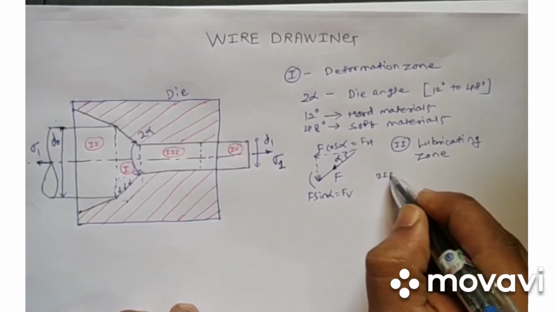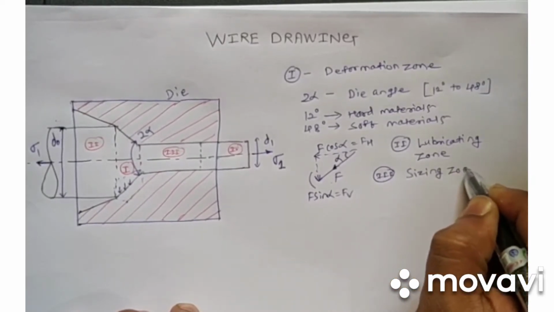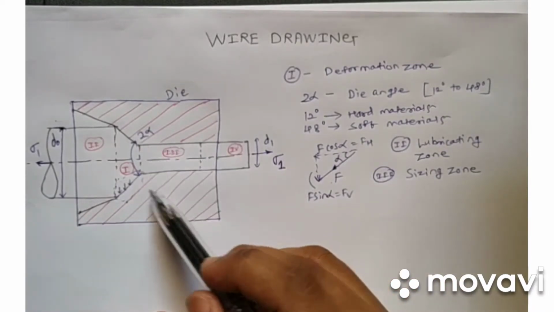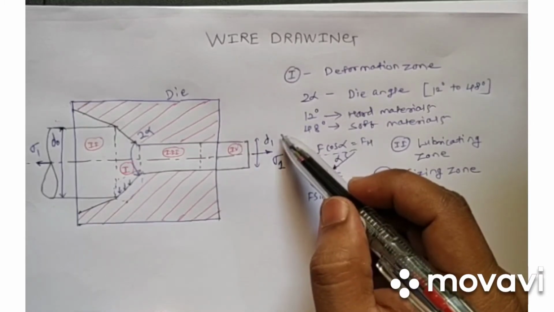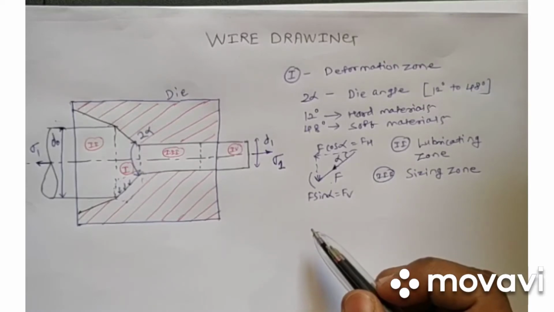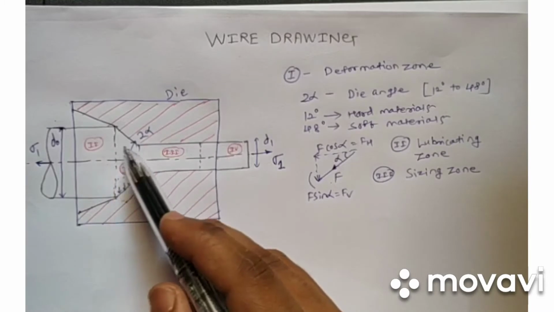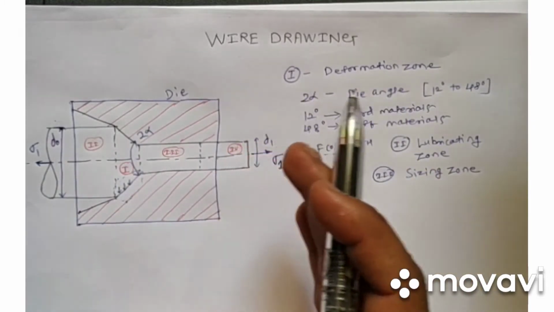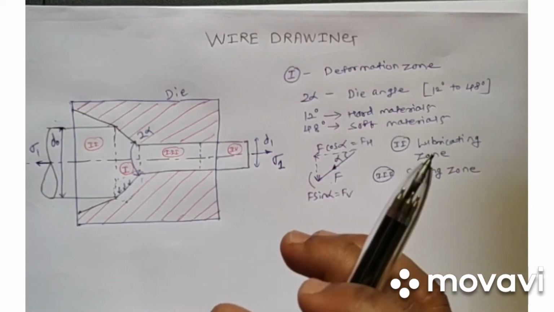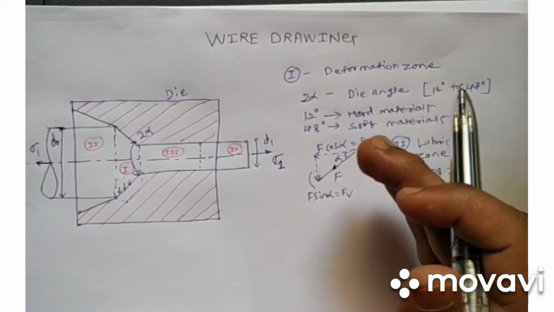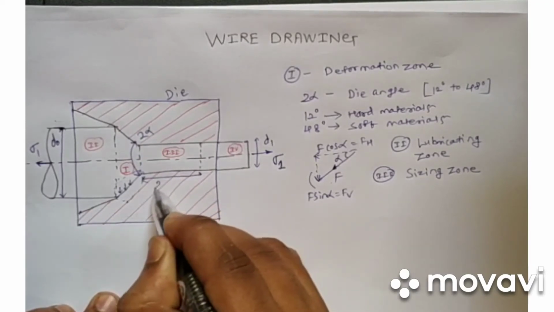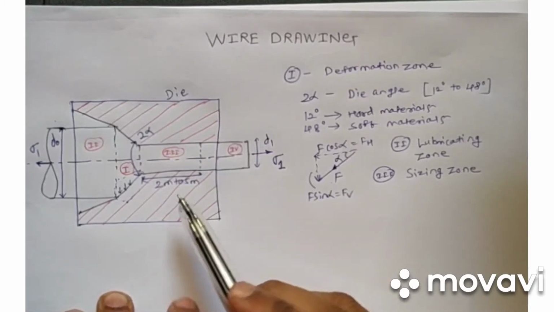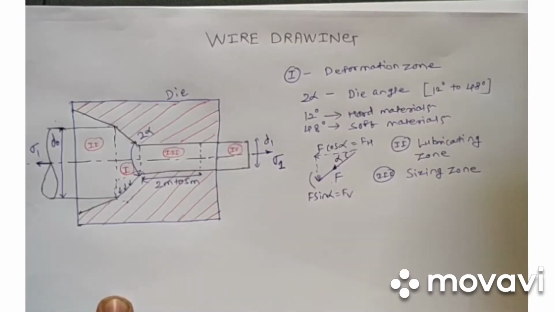Now the third zone is called the sizing zone. This is an important zone, because in this zone the rod of diameter d0 gets converted into the rod of diameter d1, but the requirement is that this cross section should be uniform. So that is very important. The cross section should not vary. When this material goes into the plastic zone, there is some elastic recovery also. So in order to allow the material to properly enter into the plastic zone, and so that there is no elastic recovery, this length is kept specific, which is around 2 to 5 meters. So this is the sizing zone length, which is kept around 2 to 5 meters. So this zone is very important.